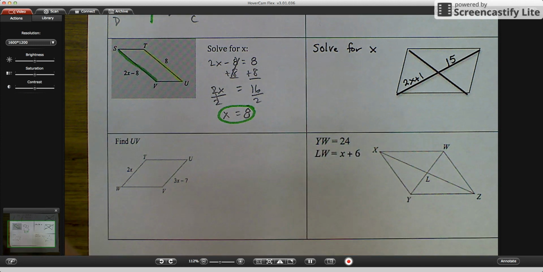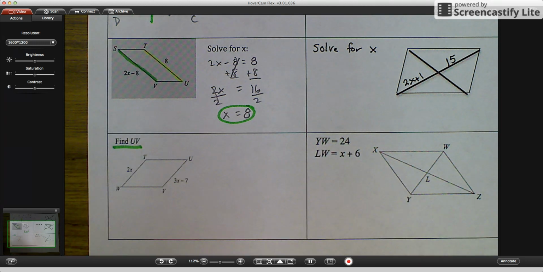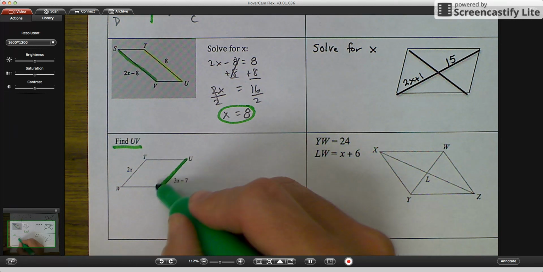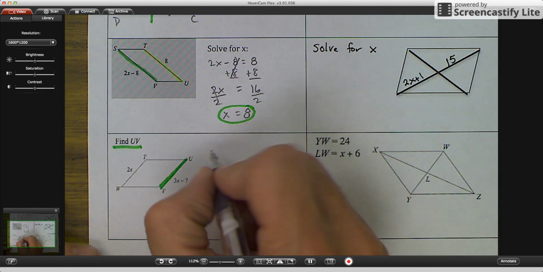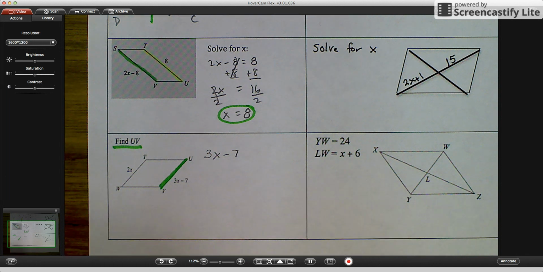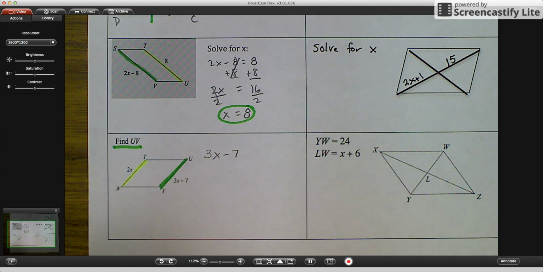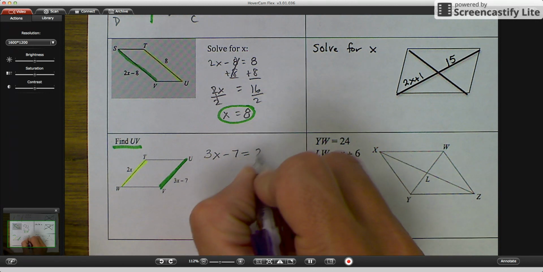But that's not always the case, as in this next question. It says find UV. So I have to highlight UV, or at least identify where it is, and realize that it is 3x minus 7. So I'm going to go UV is 3x minus 7. And based on the theorem, theorem 1 says that opposite sides are congruent. So I'm going to go to its opposite side, and I know that congruent means equals. So I'm going to go 3x minus 7 equals 2x.